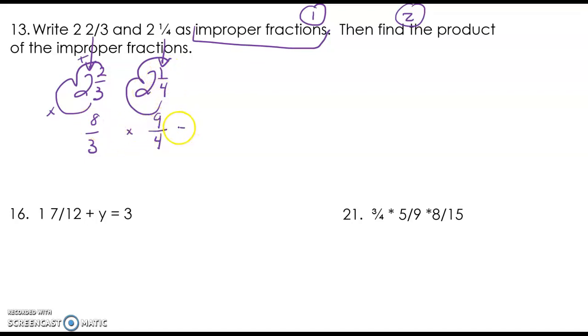And then I'm going to multiply these. So I get 8 times 9 is 72. 3 times 4 is 12. 12 into 72 is 6.